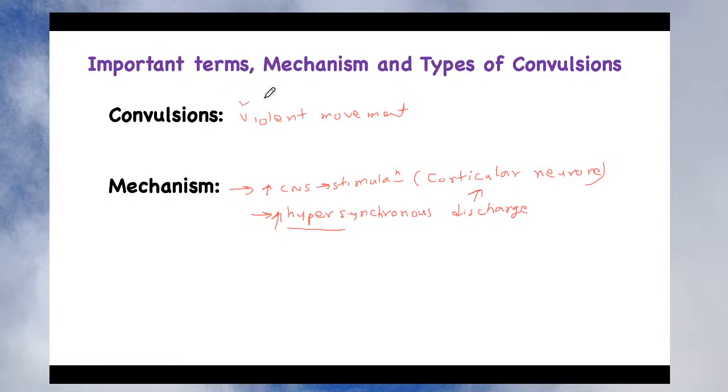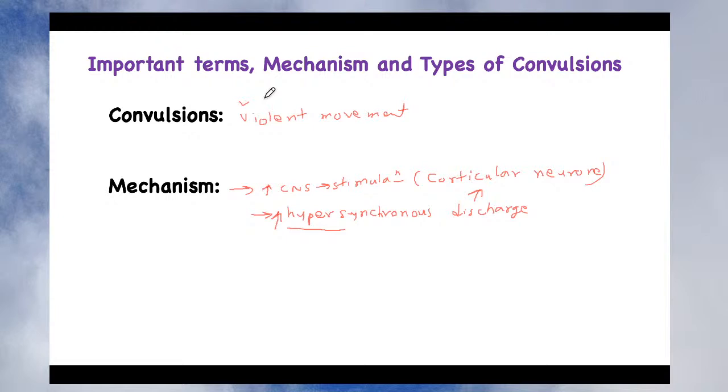To summarize, convulsion is a result of excessive stimulation of the central nervous system. Specifically, it is due to hypersynchronous discharge of cortical neurons. So in order to control convulsion, you need to reduce excitement of the CNS, or reduce hypersynchronous discharge. Instead of hypersynchronous, it must be synchronous discharge, isn't it? Not an excessive discharge. It must be the synchronous discharge of cortical neurons.